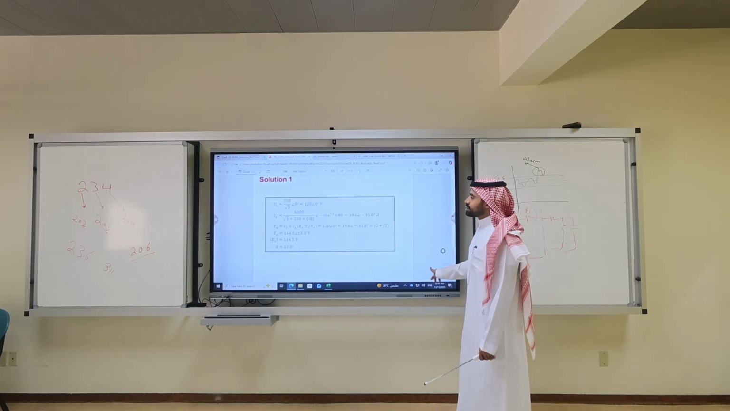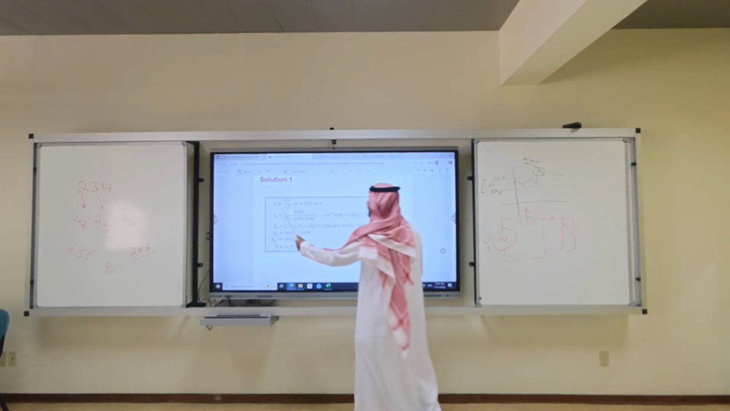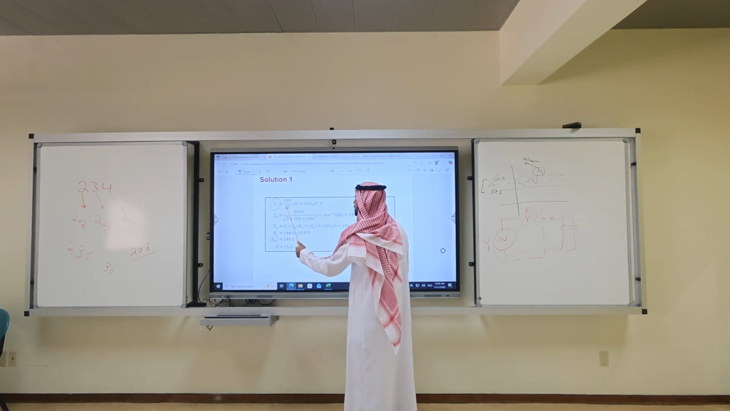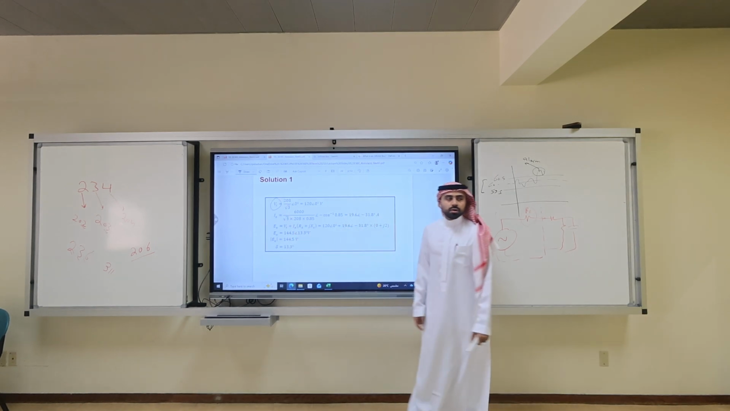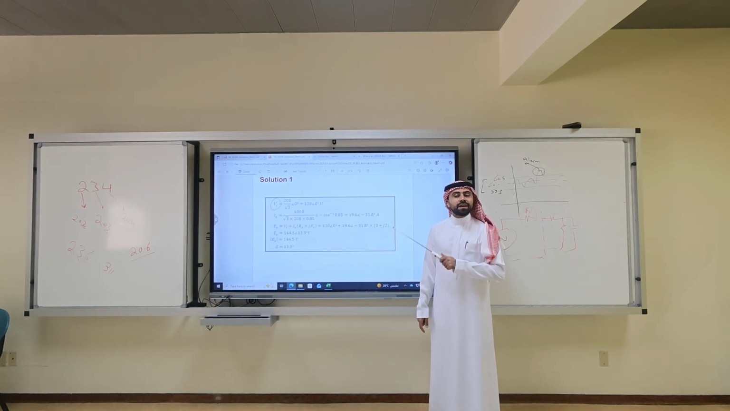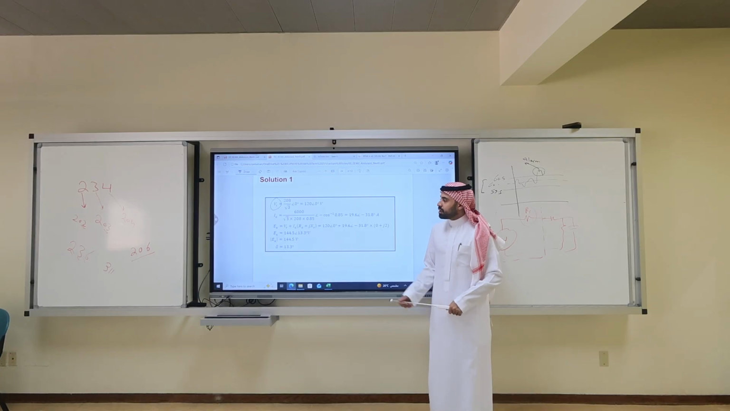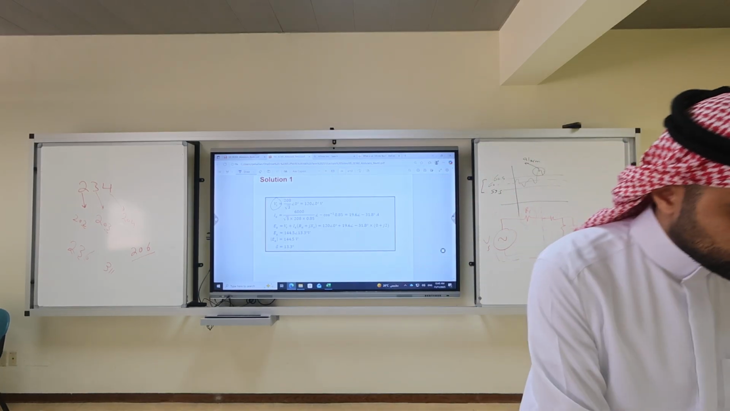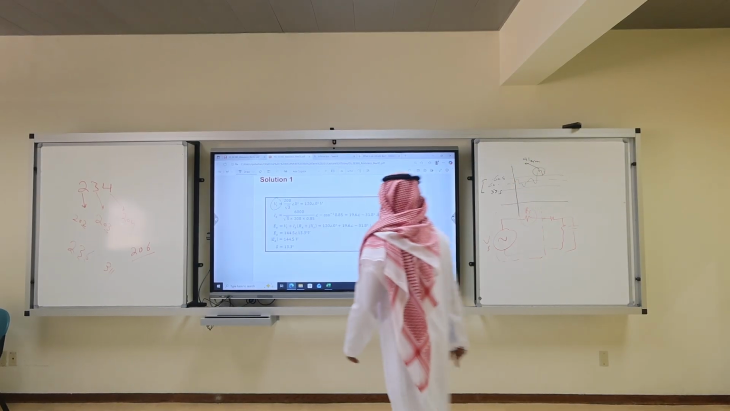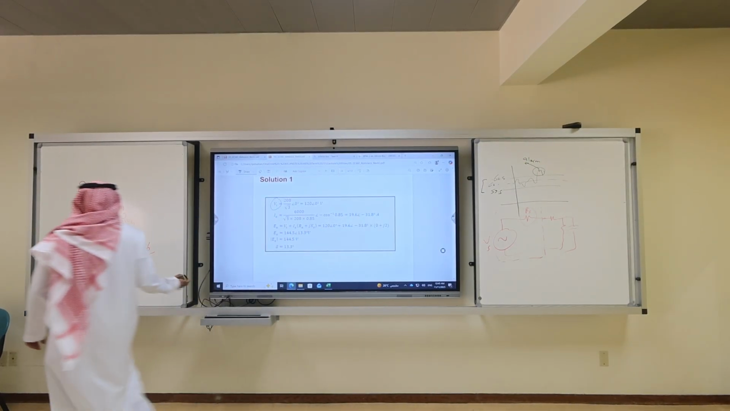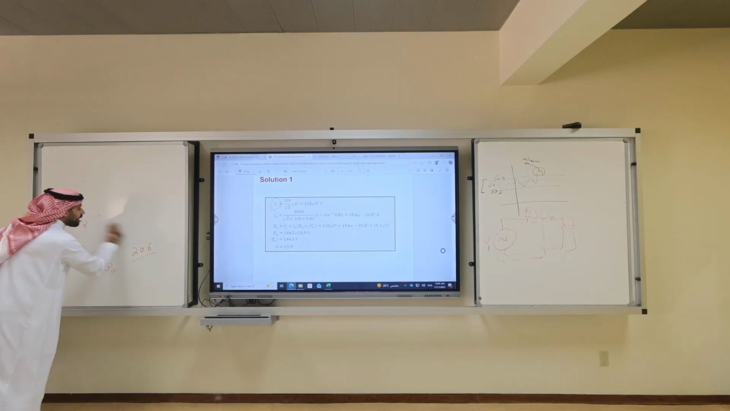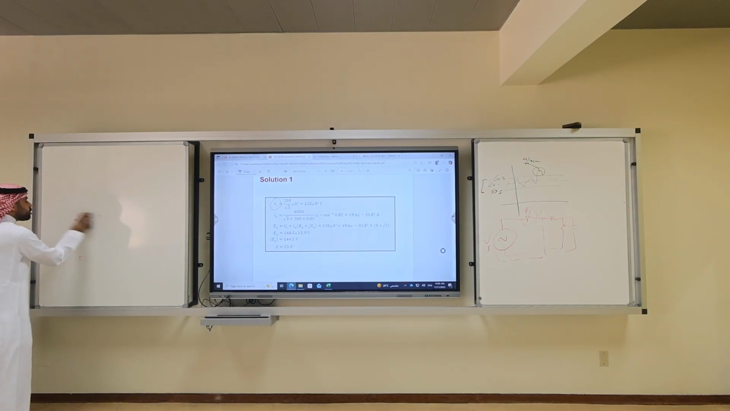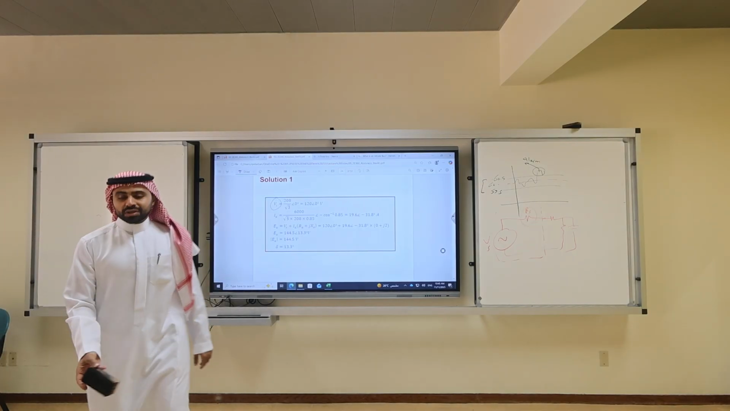How to solve it? What is VT? 208 over square root of 3, because VT is for the single phase equivalent circuit. You cannot work with line-to-line quantities that easily. Then I have to calculate IA. How to get IA? You have to use the formula. What is the formula?